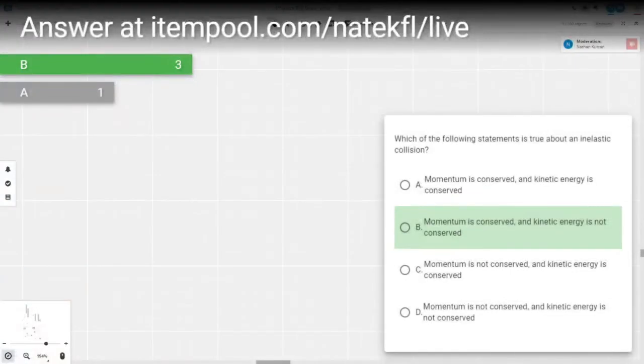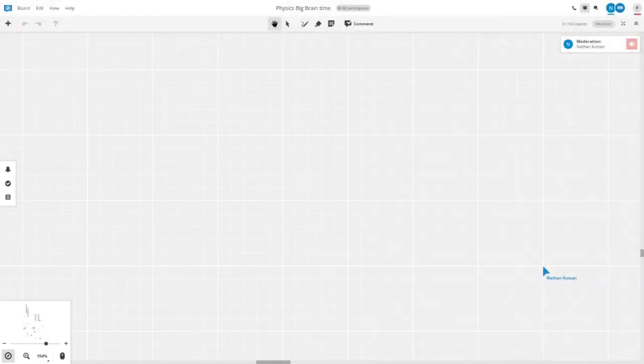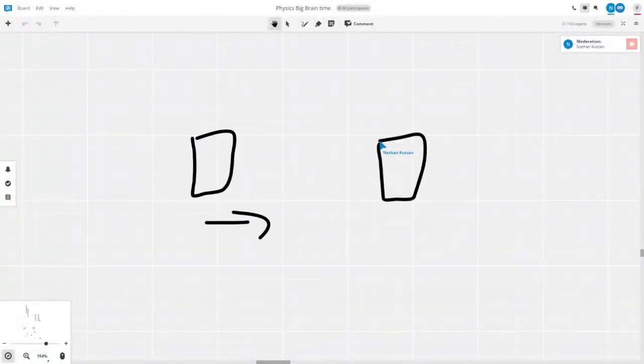Or they could do the more likely option and tell you it's completely inelastic or perfectly inelastic. Both of those mean the same thing. And in a perfectly inelastic collision, the two objects stick together. Also, this completely inelastic collision is the most possible energy loss. So it's essentially the most energy that can be lost during a collision while still conserving momentum.